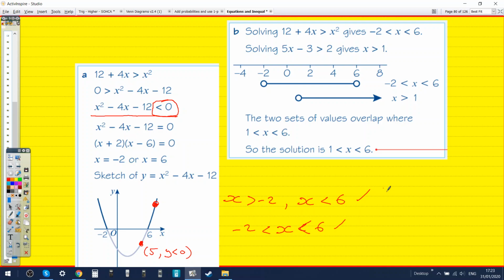Okay. So same thing, same everything, except I'm going to switch it to greater than 0. So this time, x squared minus 4x minus 12 is greater than 0. Where?